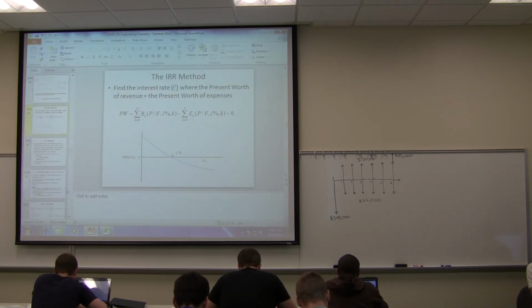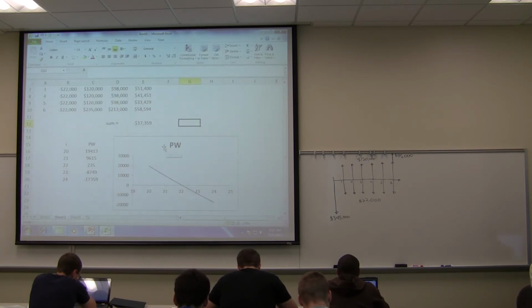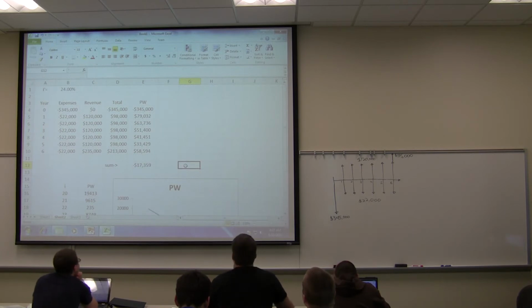All right, what's the last thing in this example that we need to do? The Excel method of internal rate of return. Well, what does it mean by Excel method? Actually, there's a function, equals IRR. So let's see if we can figure out how to use that. It'll prompt us for what it wants. And so this is using the IRR function.